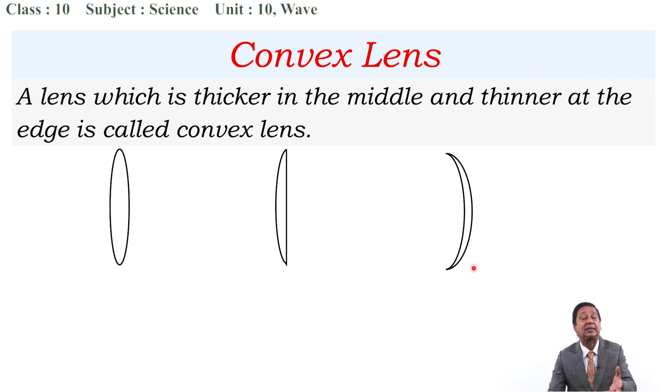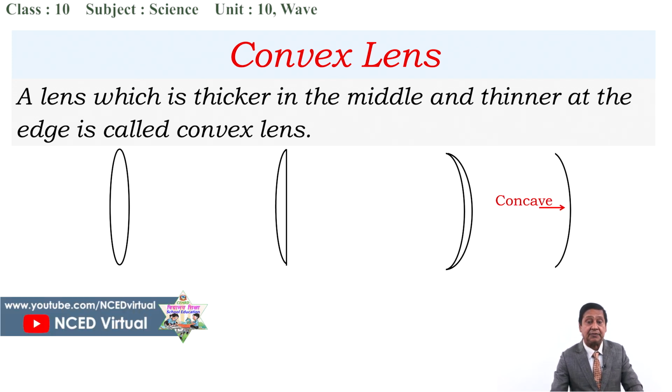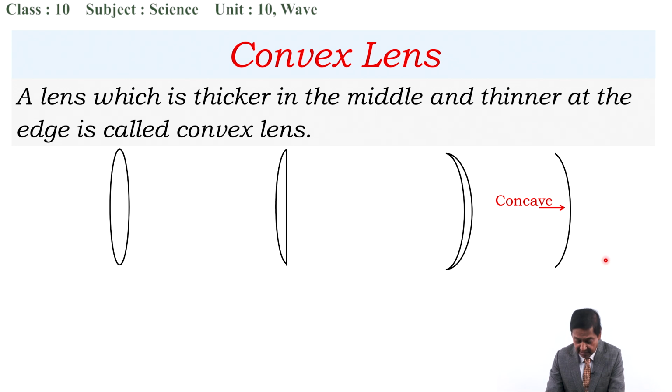All these lenses are convex lens, but they are named differently. How are they named? I want to show this first. This is, let's say, a part of the sphere, shown in this diagram. This side is gone inside, and this is called concave surface. And this surface is bulging out, and this is called convex surface.